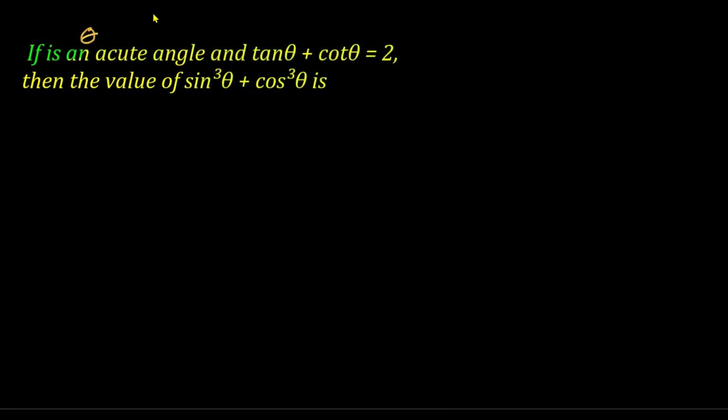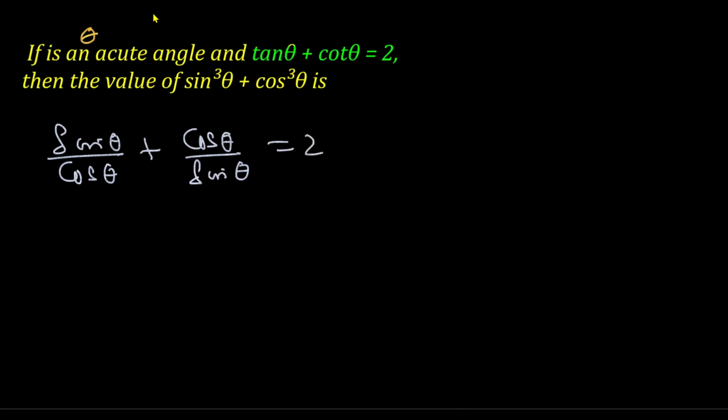Now the first thing that we will do is to simplify this and obtain sine cos from here. So I can replace tan theta as sine theta over cos theta, plus I can write cot as cos theta over sine theta, which is equal to 2.